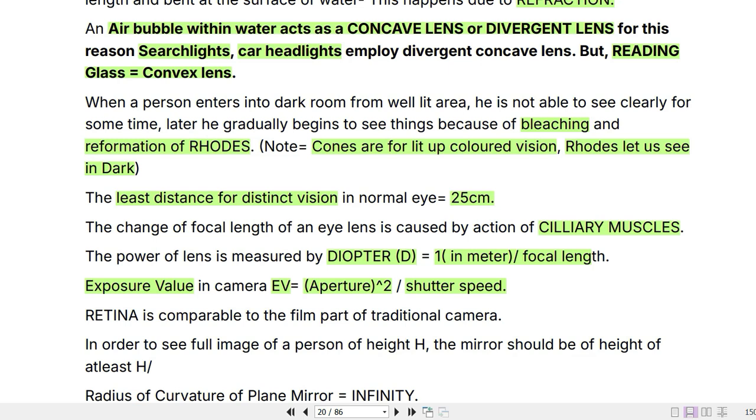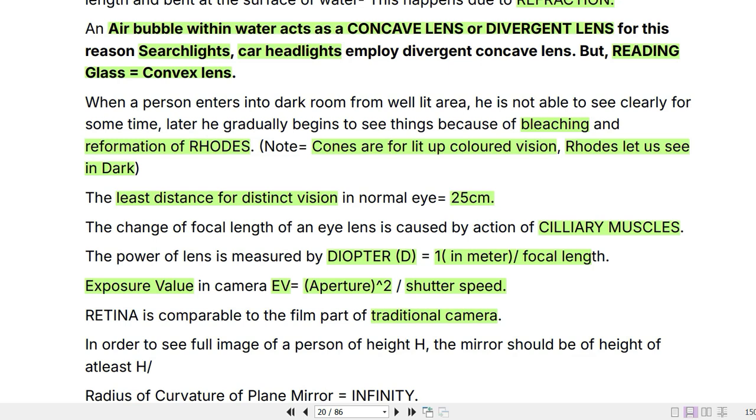Now the retina is comparable to the film part of a traditional camera, like the film or the sensor in modern cameras. In traditional cameras, the imprinting process is finally done on the film that is actually positioned at the back, right?